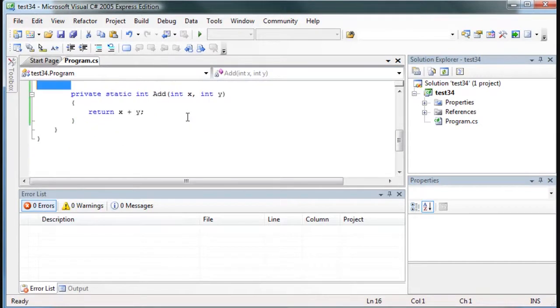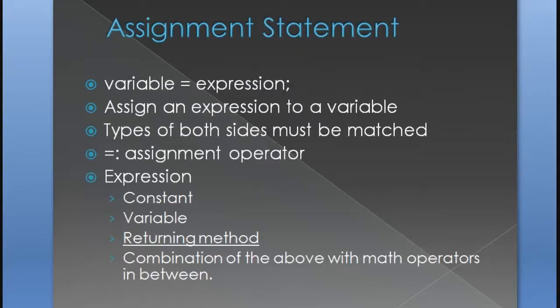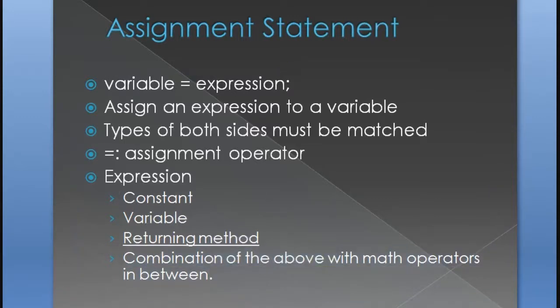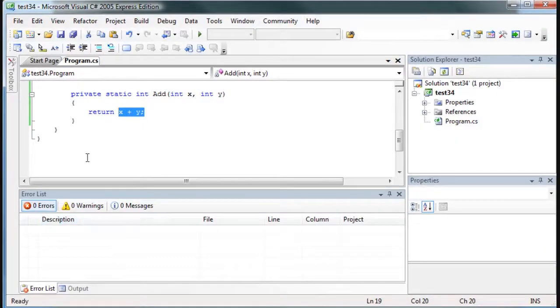And again, I bypass this step right here. I didn't store that in another variable. You return an expression, and you can go back in the slides to see what an expression is. Variable, or a combination of the above with math operations in between. So I do variable, math operation, variable. So I return an expression.